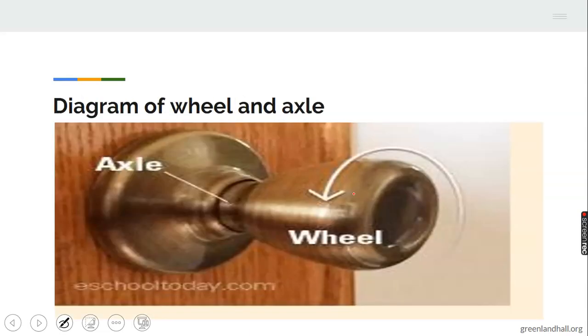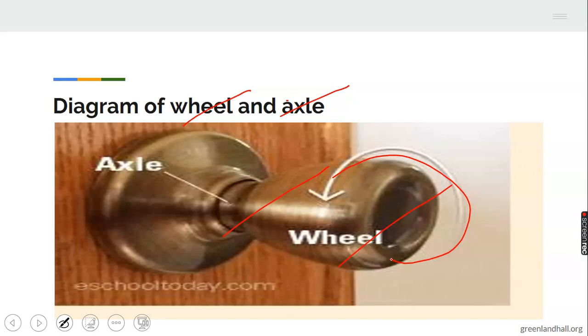Then if you look at the diagram for the wheel and axle, if you check your door, you see some people use this type of material at their door to open the door. Some use this handle, but if you look at it, the handle is made up of a wheel and axle. If you turn it, look at the direction. Once you turn it in this direction, it rotates like this.